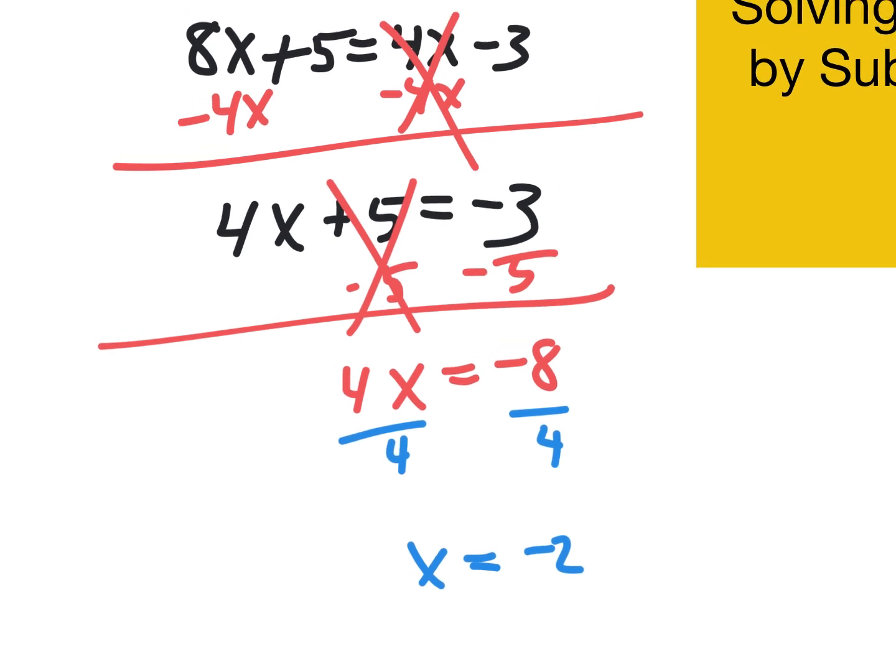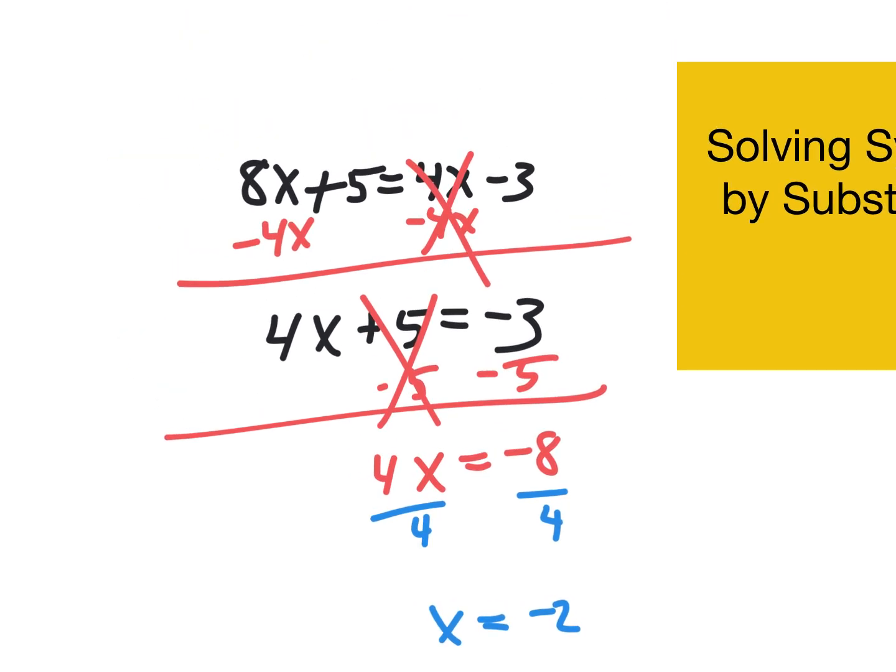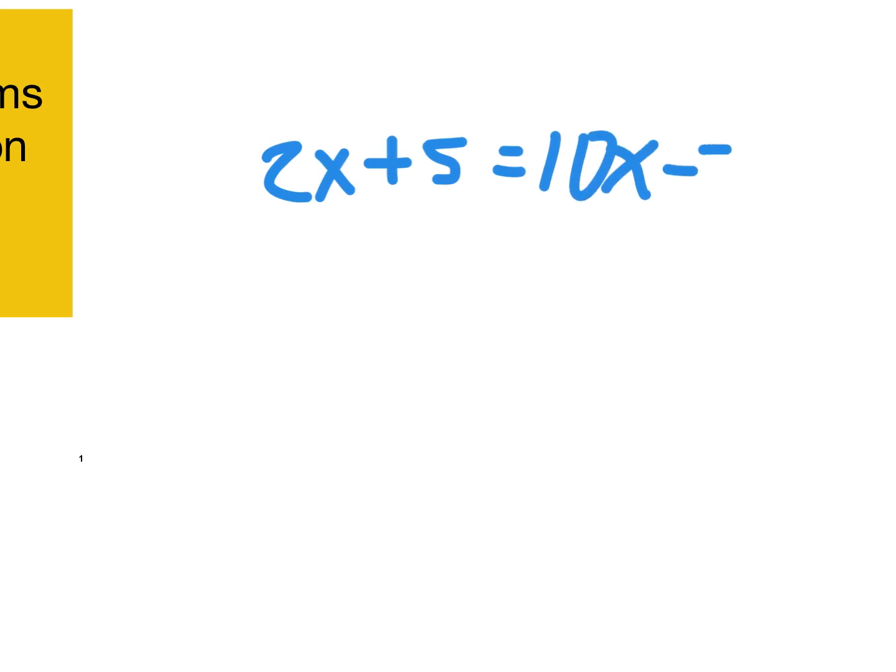You have to know how to do that. That had like 5 steps. All right. To be able to solve a system of equations, you have to be able to solve a single equation. All right. I'm going to give you one more like that. Everybody write this down. 2x plus 5 equals 10x minus 7. Warning, the answer might be a fraction, and that's okay.